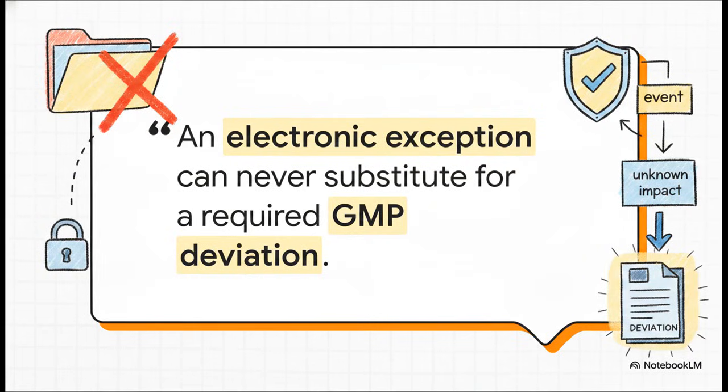Let that sink in for a second. You simply cannot use a basic electronic software container to hide or bypass a legally required investigation. Closing an electronic exception in your workflow doesn't just magically discharge your obligation to raise a deviation if the event was unplanned or if its impact on quality is unknown. The electronic record can absolutely trigger and link to the deviation, but it never, ever replaces it.